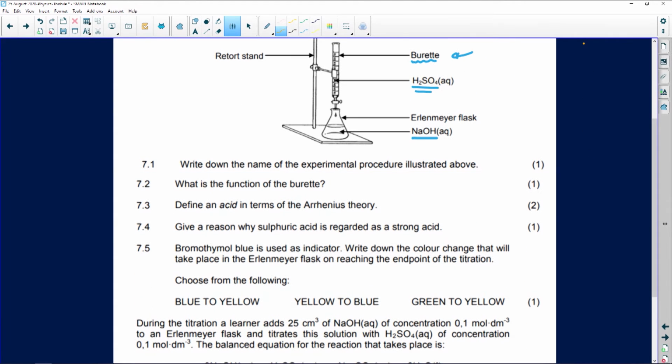So 7.3 says we must define an acid in terms of Arrhenius' theory. Now, something that they love in physics is that somebody has discovered something and everyone wants to be remembered. So when you have to define something, you have to define it in terms of what this theorist has said. A definition, whether it could be Arrhenius' theory, Newton's laws, or momentum, or whatever, remains the same. A definition of something does not change. However, an explanation of something is based on your own discretion.